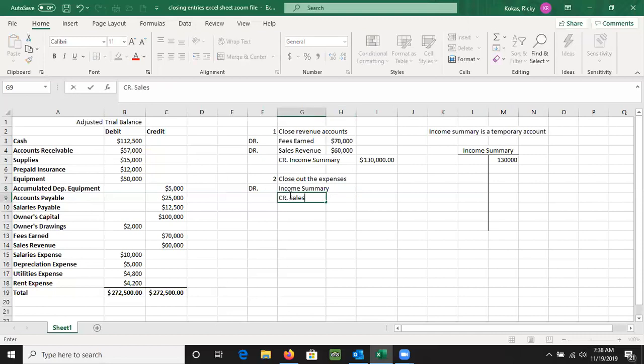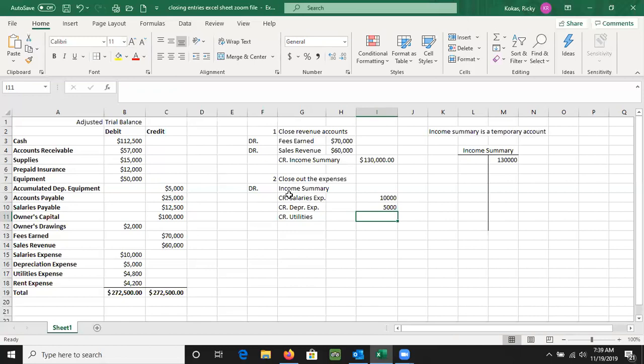So we're going to credit salaries expense for $10,000. We're going to credit depreciation. I'm going to abbreviate depreciation expense, $5,000. We're going to credit utilities. Again, you would put the word expense there. I'm kind of just moving through it. $4,800. And we're going to credit rent expense, $4,200.